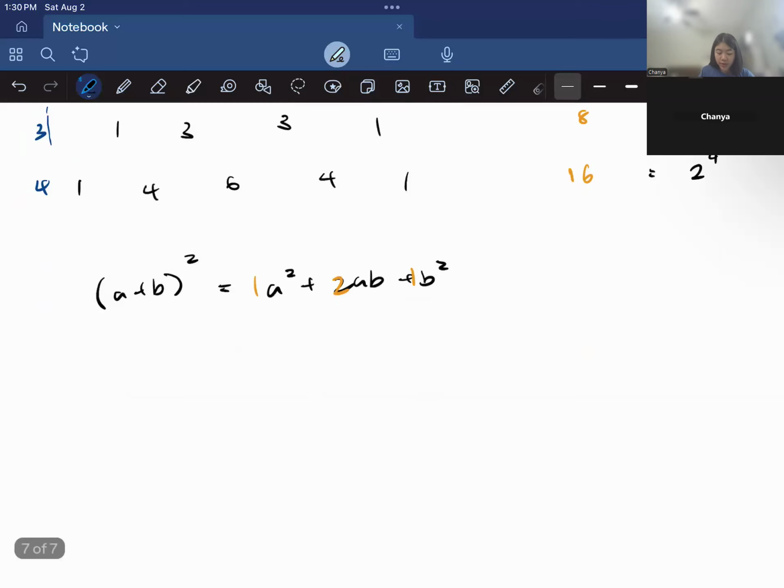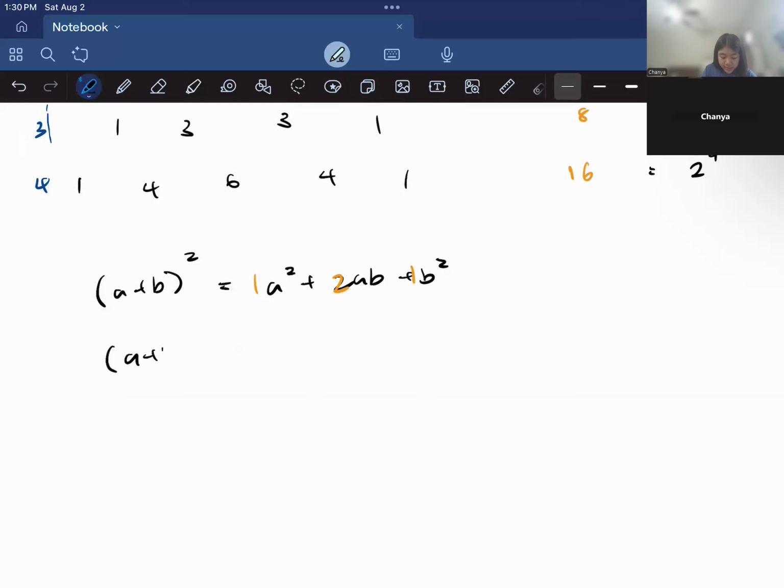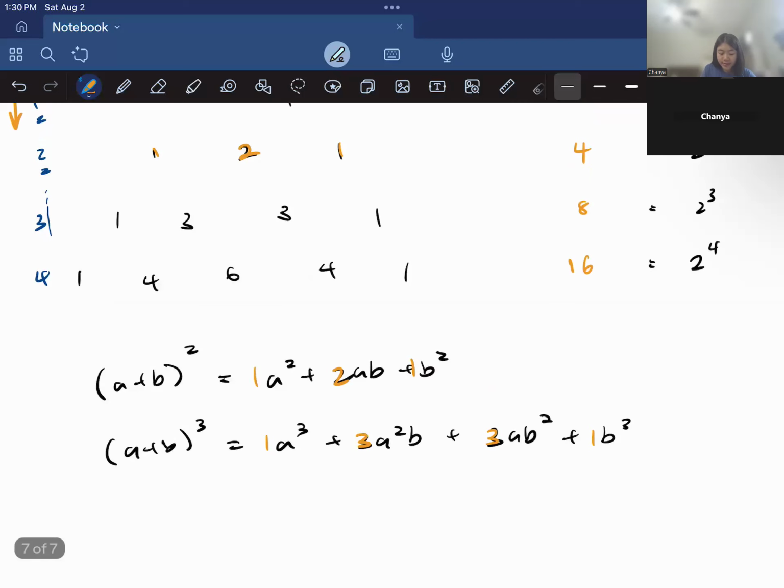Okay, what if you have a plus b cubed? You have a cubed plus 3a squared b plus 3ab squared plus b cubed. And as you can see, the coefficients are 1, 3, 3, and 1. And this corresponds exactly to 1, 3, 3, and 1 found in row 3 of Pascal's triangle.